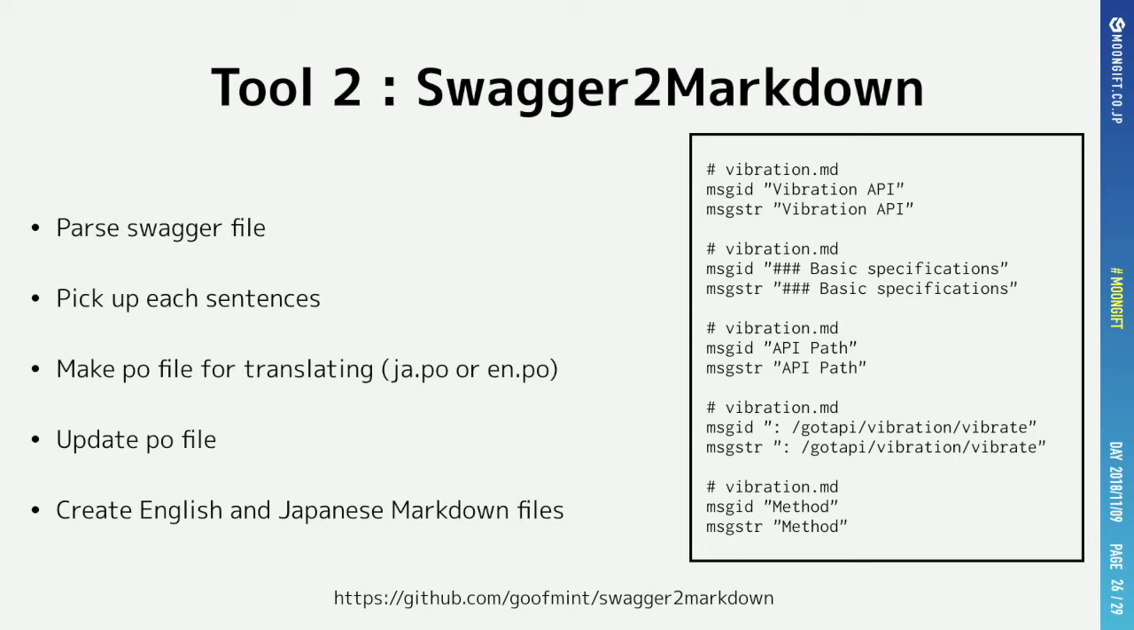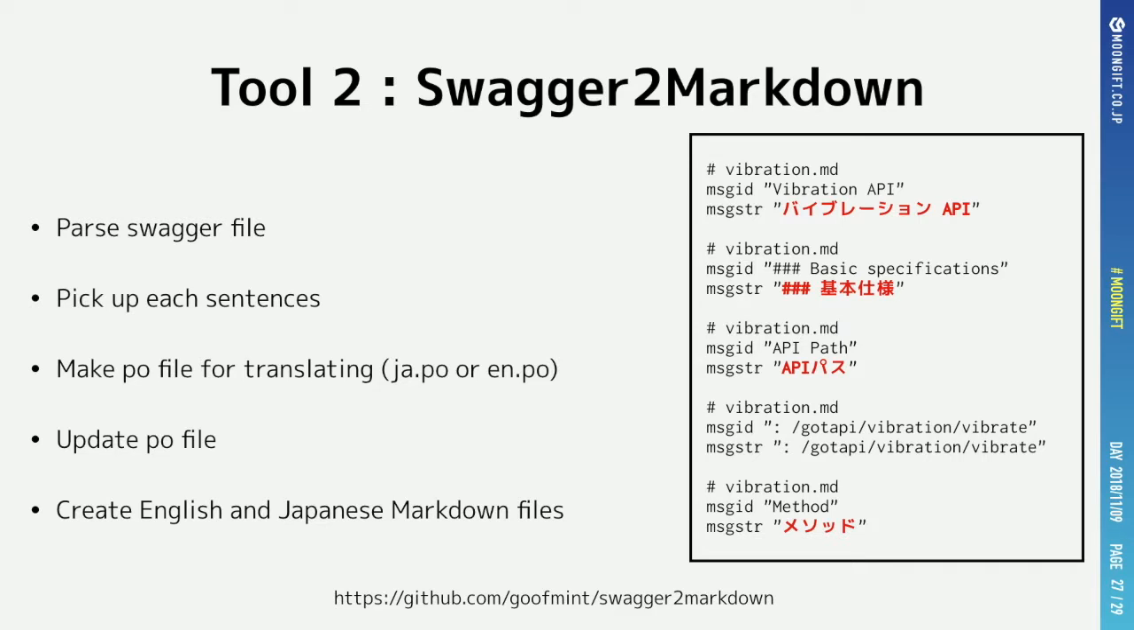The PO file has been used for translating since long ago. It's a standard format for international localization. After generating the PO file, I edit the file like this, the red lines. If I want to translate the sentence, I change it. But if I want to use the original sentence, like path, I don't need to change it. So a PO file is a very simple key and value file, so anyone can understand how to update it.